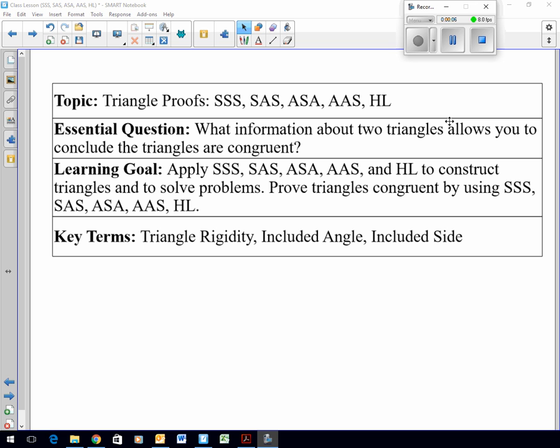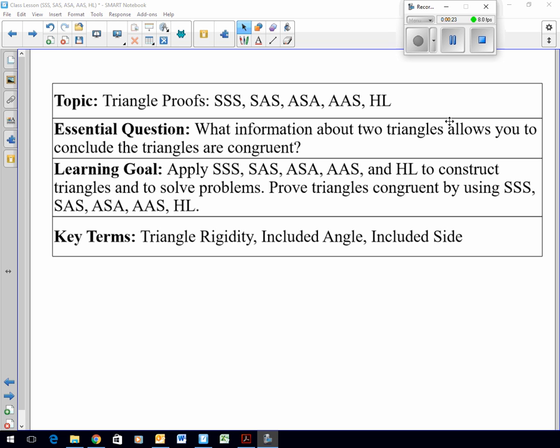Alright, first up, triangle proofs. Side, side, side; side, angle, side; angle, side, angle; angle, angle, side; hypotenuse-leg, or HL. What information about two triangles allows us to conclude that the triangles are congruent? We're going to apply our theorems to construct triangles and solve problems. Prove congruency using these theorems.